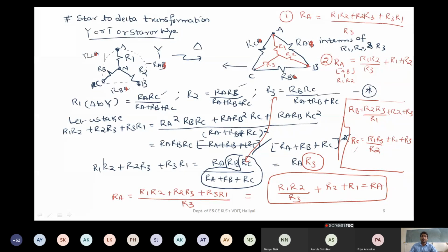And similarly, as I told for delta to star, for star to delta there is also a condition. If R1, R2 and R3 are all the same, then the resulting RA, RB, RC will be 3 times the given resistor. Okay, is that clear to everyone? If you have any questions, you may ask.